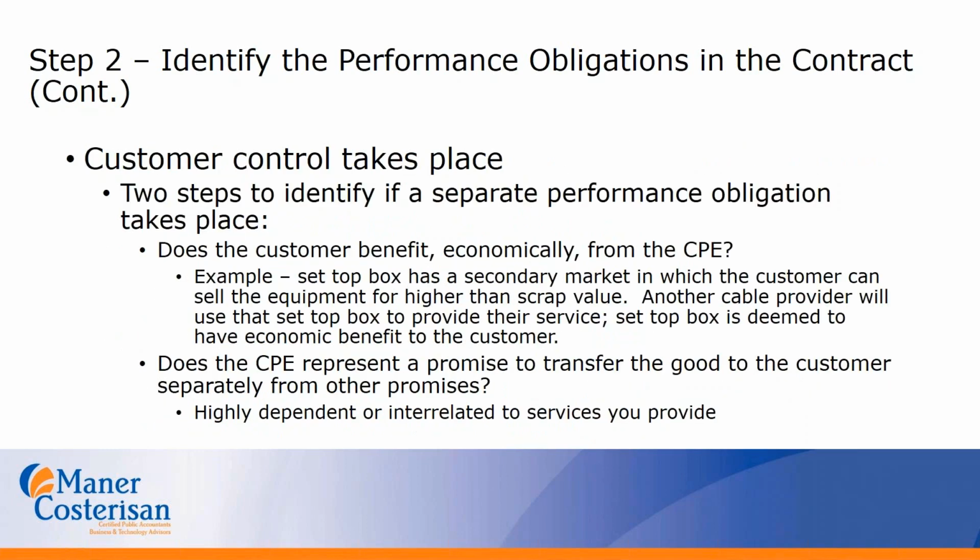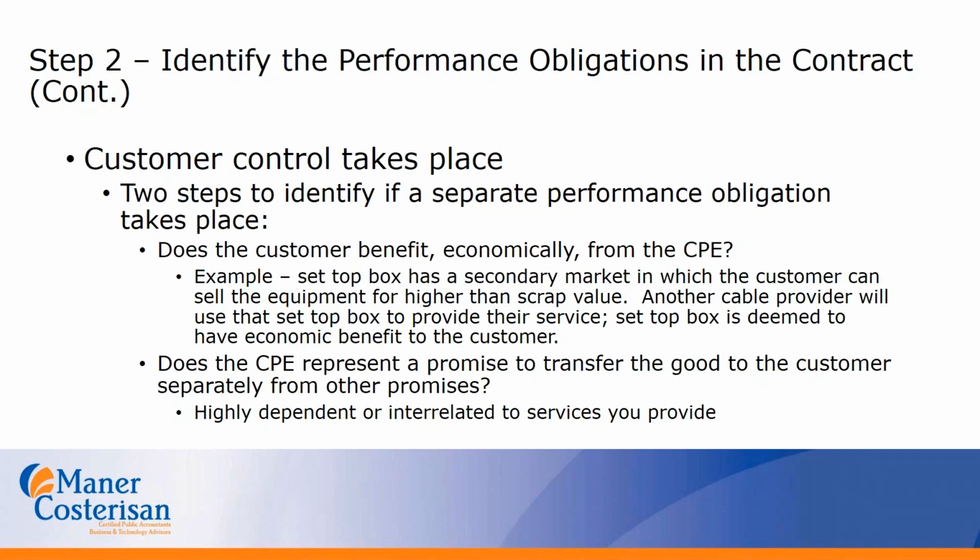If you have determined that the customer has taken control, you must now identify if you have a separate identifiable performance obligation. To do so, you must analyze if separate performance obligations exist. This is done in 2 steps. Step 1 is, does the customer benefit economically from the CPE? This means if the equipment can be used, consumed, or sold for an amount that is greater than scrap value by the customer, then that is considered generating economic benefit to the customer.